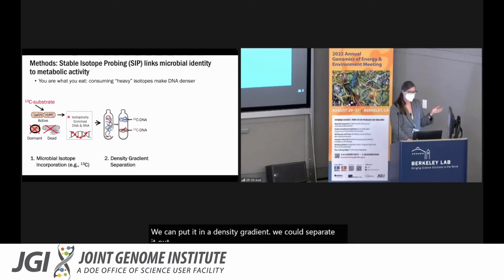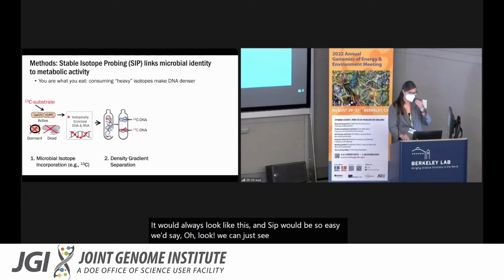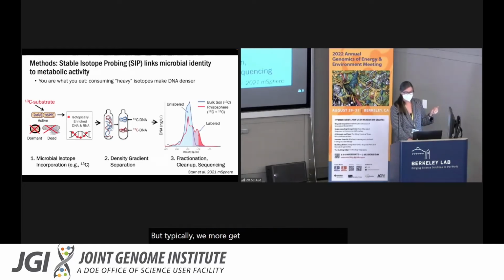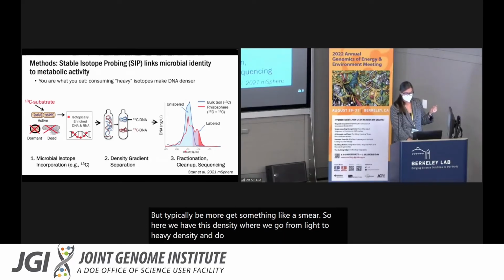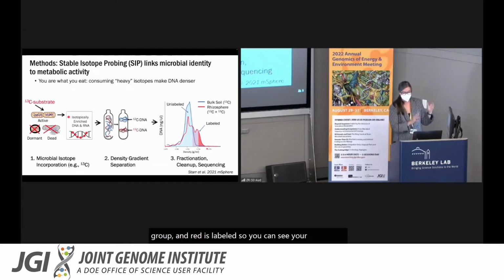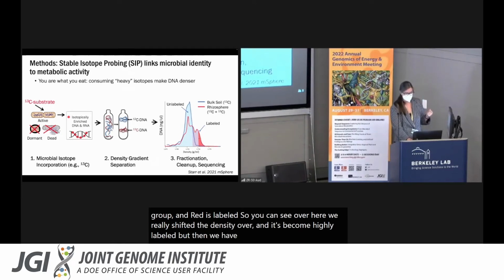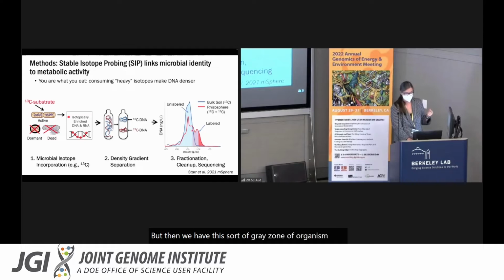In an ideal world, it would always look like this, and SIP would be so easy. We'd say, oh, look, we can just sequence this. We've got all the labeled populations. But typically, we get more something like a smear. So here we have density, where we go from light to heavy, and DNA concentration on the y-axis. And blue is our unlabeled group, and red is labeled. So you can see over here, we've really shifted the density over, and it's become highly labeled. But then we have this sort of gray zone of organisms that are partially labeled.